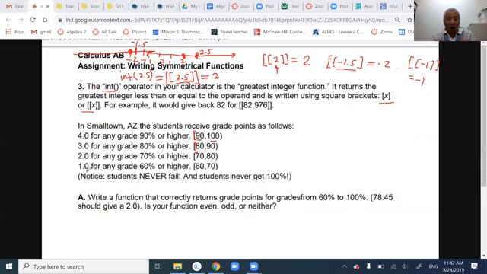So now the question here, they ask you to write a function that correctly returns grade points from the grades from 60 to 100. So that means you need to find the expression with the greatest integer function. Any student who gets 60 or above, less than 100, you can automatically use that expression to transfer to the corresponding grade like this, right?